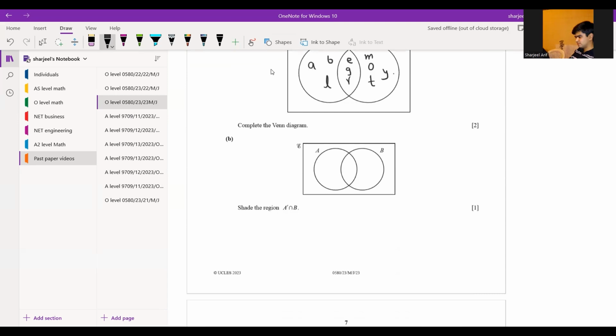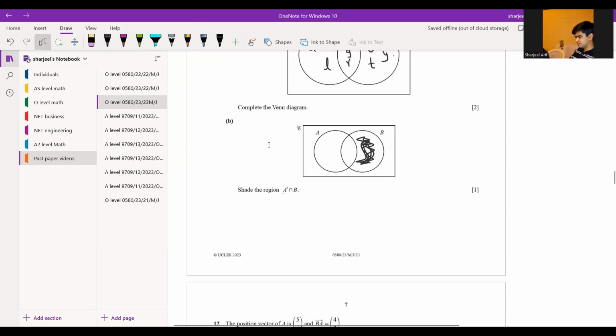So for part B, we have to find A complement. For A complement, this means the outer area of A. For B, we have to find the intersection with B. So this will be the colored part. This is A complement intersection B. So for the answer, we will erase the black marks. We will only color this part. This will be the answer. It's A complement intersection B.